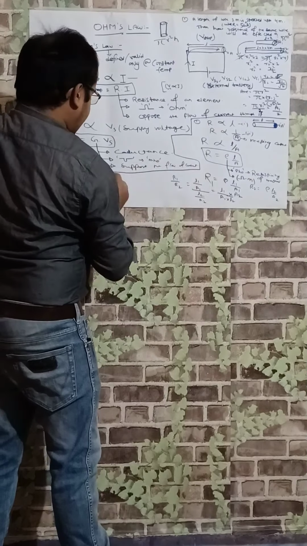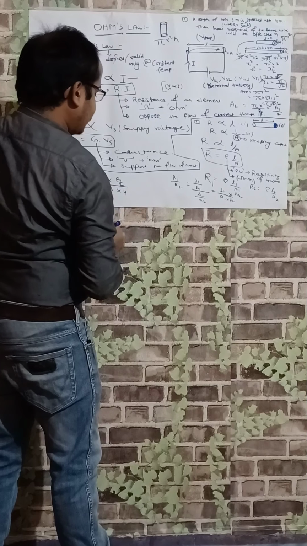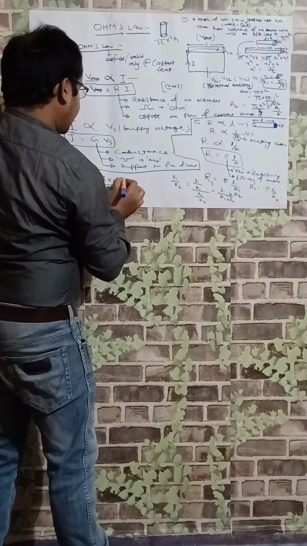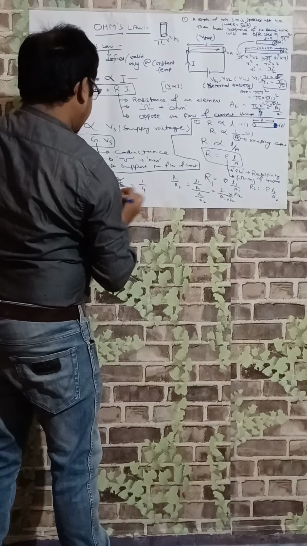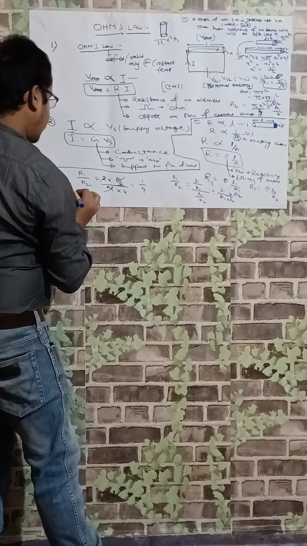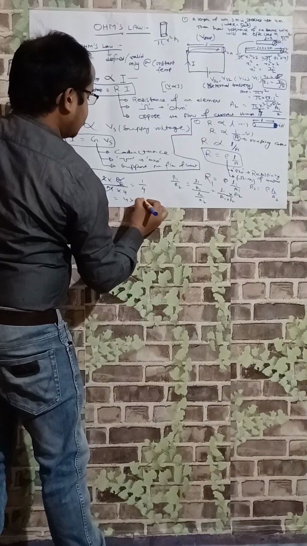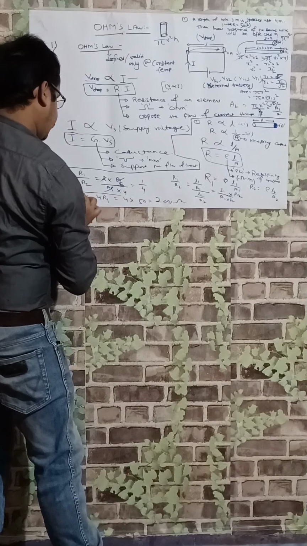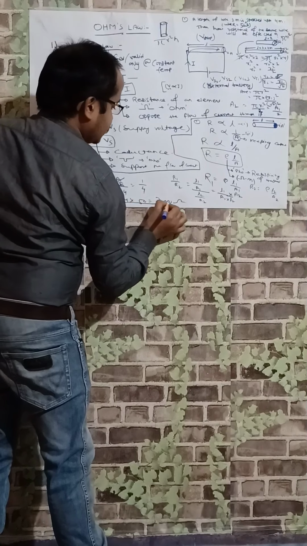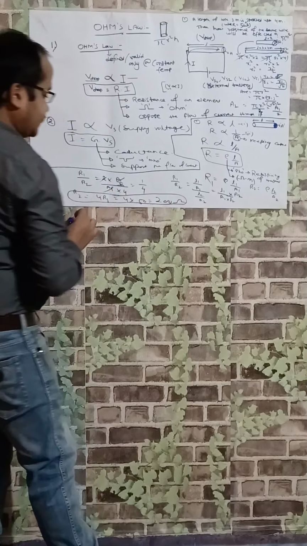A1 into L2 means what? L2 means 4 times. A1 cancels, 2 cancels, so 1 by 4 times. So R2 is equal to 4 into R1. So R2 is equal to 4 into 50, which means 200 ohm. Yes, so R2 is equal to 200 ohm.